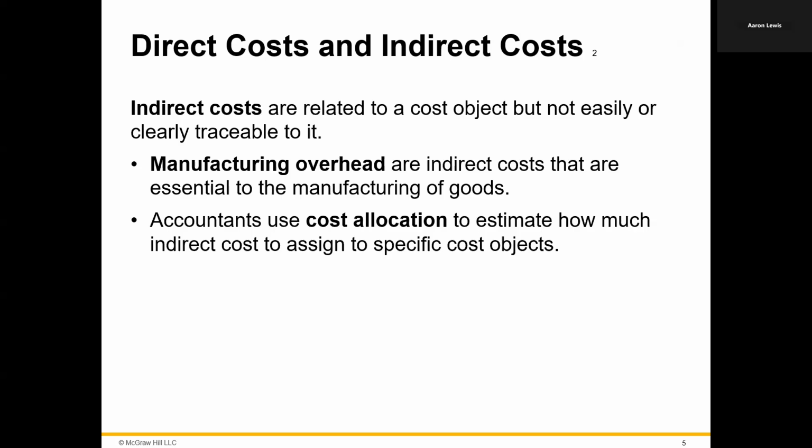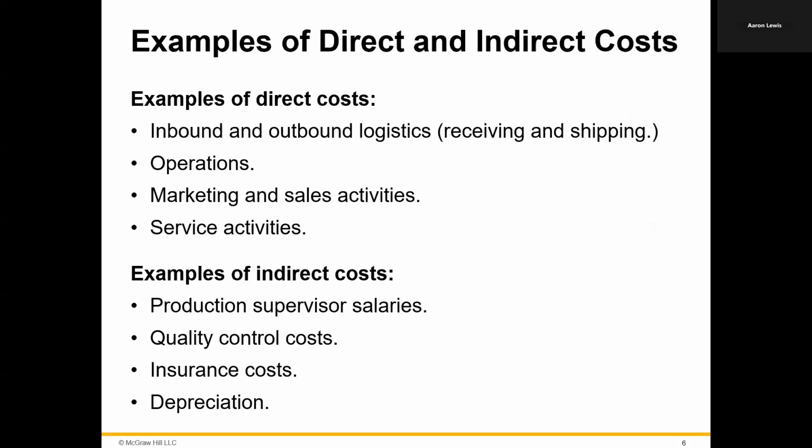And manufacturing overhead is probably the most common pool that they have for indirect costs. It's exactly what I just mentioned: shared costs in the manufacturing process that are necessary to pay to produce multiple different product lines or cost objects. And cost allocation is the process of estimating how much these indirect costs are going to be and the methodology for assigning those indirect costs to the specific cost objects that they benefit.